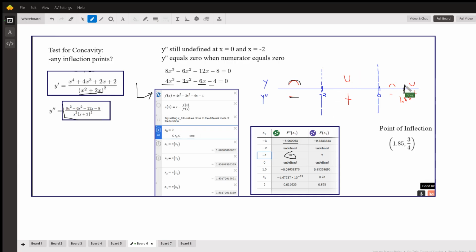To the right of 0, we have to check between 0 and 1.85, and to the right of 1.85. So 1.5 has a negative second derivative, concave down. To the right of 1.85, the second derivative is positive, concave up. Since the concavity changed, there's a point of inflection at 1.85. And actually the y value is 3/4.